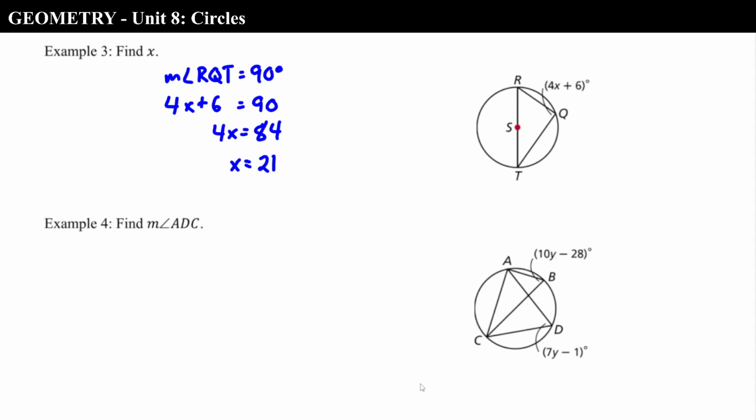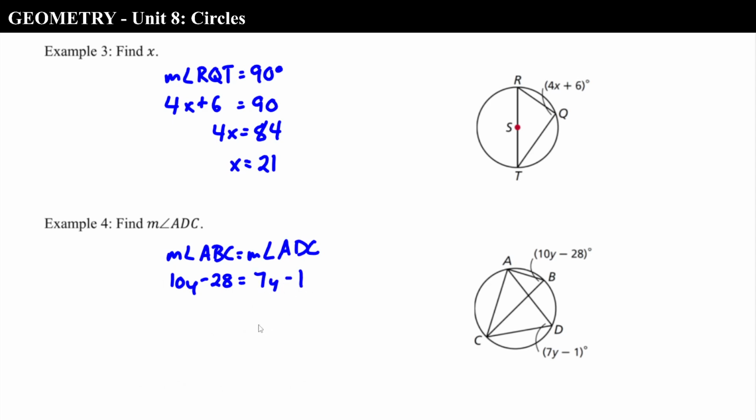In example 4, let's find the measure of ADC. Okay? Well, we know from what we did previously that these two angles are equal to each other because they intercept the same arc. So the measure of angle ABC is equal to the measure of angle ADC. ABC is 10y minus 28. ADC is 7y minus 1.